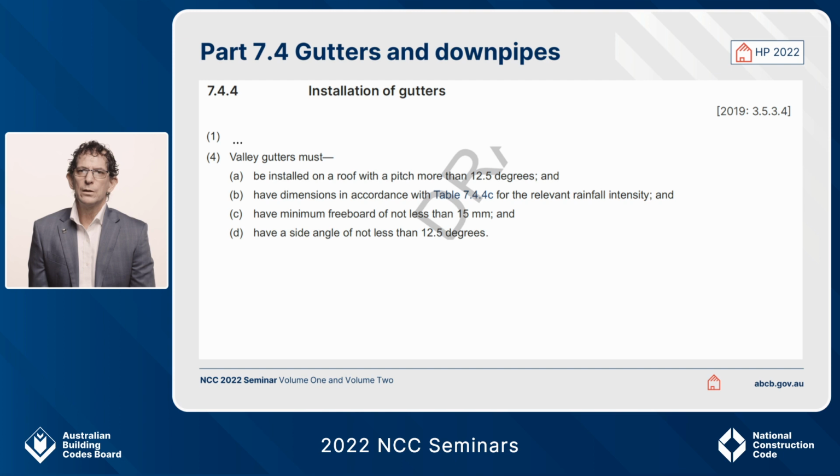For 2022 on the housing provisions, we've expanded a little bit for valley gutters in the part relating to the installation of gutters, specifically clause 7.4.4. We provided in there a little bit more detail through subclause 4 about dimensions and the pitch, relevant tables, things like freeboard set out in subclause C there, and side angles.